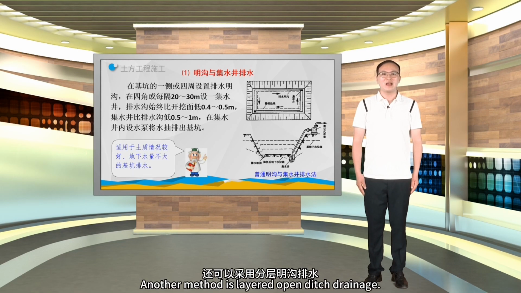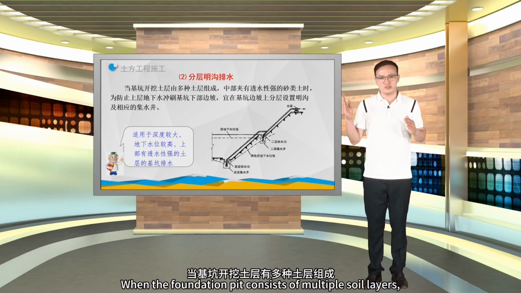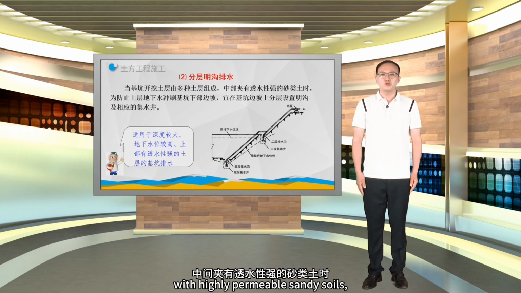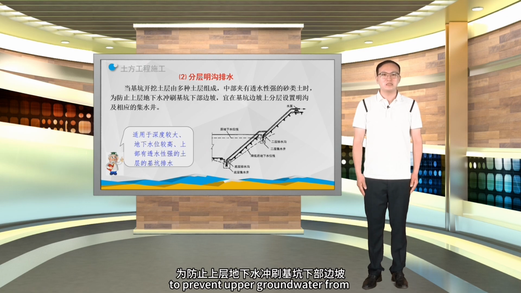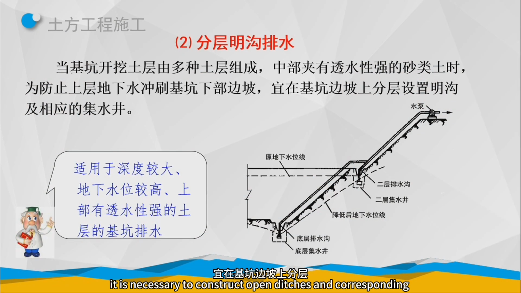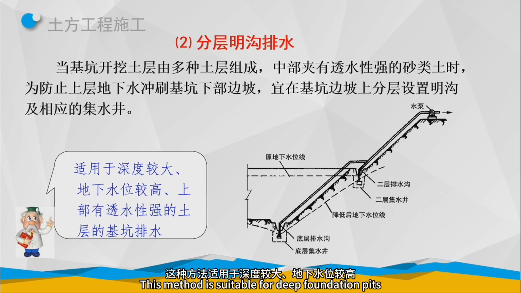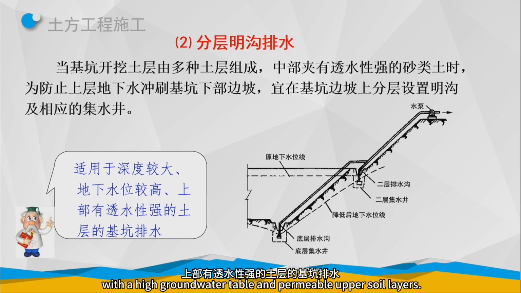Another method is layered open ditch drainage, used when the foundation pit consists of multiple soil layers with highly permeable sandy soils. To prevent upper groundwater from scouring the lower slopes of the foundation pit, it is necessary to construct open ditches and corresponding sumps in layers along the pit slopes. This method is suitable for deep foundation pits with a high groundwater table and permeable upper soil layers.